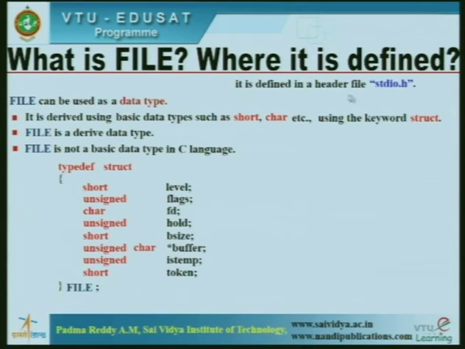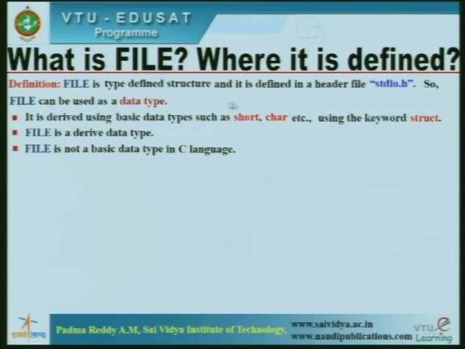So it is defined in which file? It is defined in the header file stdio.h. So what is a FILE? FILE is a type defined structure and it is defined in the header file stdio.h. So FILE can be used as a data type. Remember, it is derived using the basic data types such as short, char, etc. using the keyword struct. Now we know what is a FILE and where it is defined.